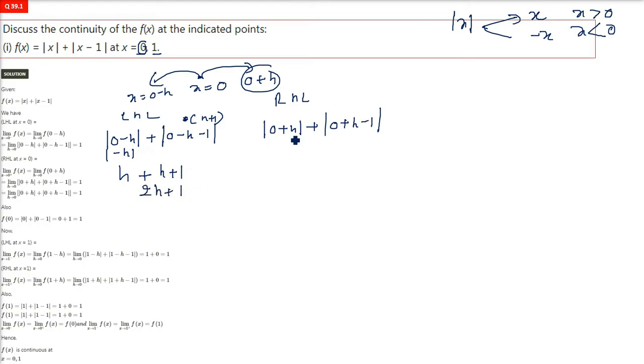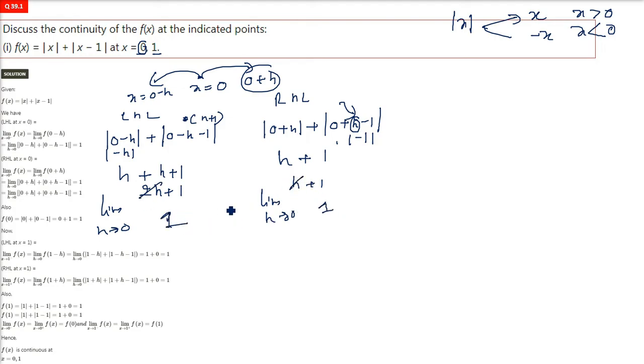On this side, right hand limit, 0 plus h is h only. So mod h is h only, plus 0 plus h minus 1. So when we open this modulus, you can apply the limit here also, or you can replace it by h minus 1 when you open this. Because when you apply h as limit here, in this case only, the negative 1 will be positive 1 when it comes out of the modulus. So now apply the limit. 2h plus 1 is 1. Here h is 0, so it will be 1.